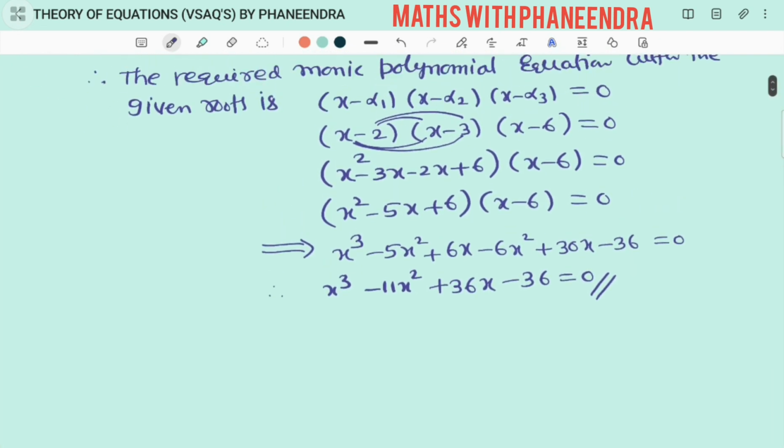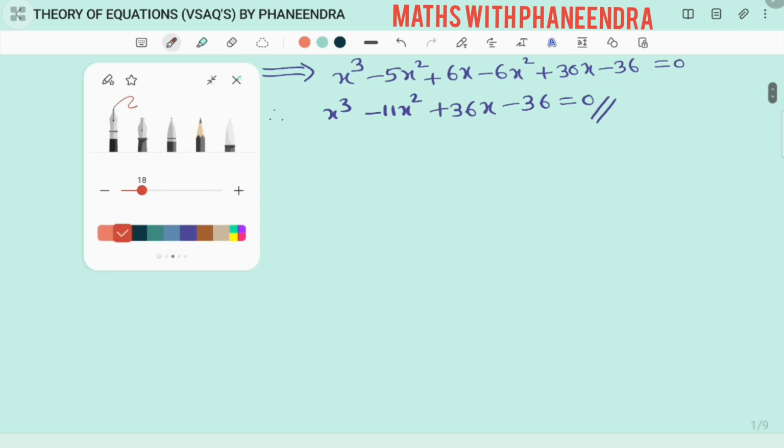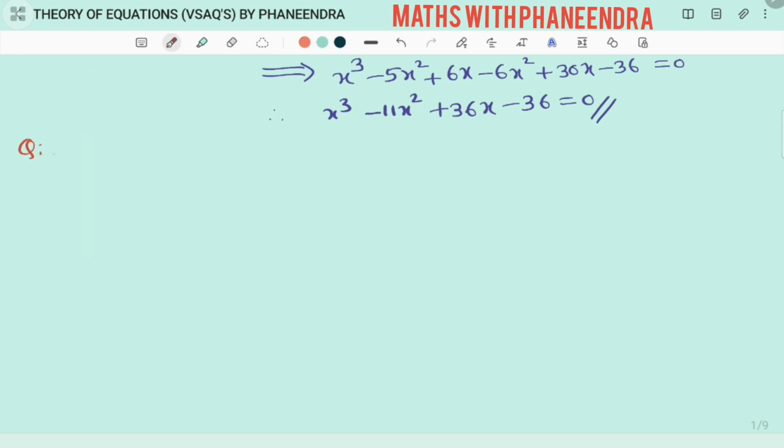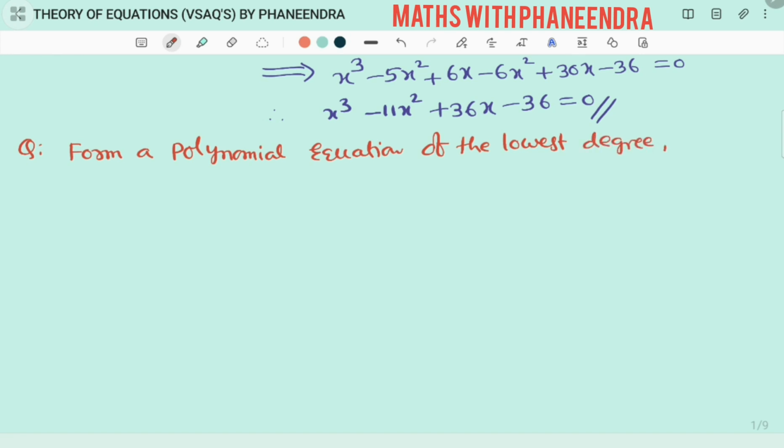One more example I will give based on this, then we'll move on to the next question. Form a polynomial equation of the lowest degree with roots 0, 0, 2, 2, minus 2, minus 2. So how many roots do we have here? Six roots are there, including 0, 0.